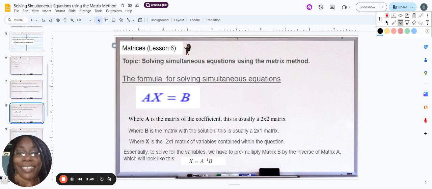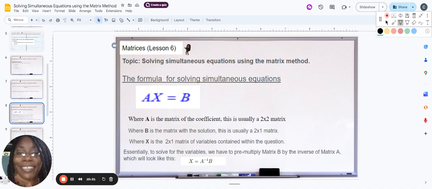So this is an important formula for you to write. We solve them using this formula: AX, and it's a capital A, it's a capital X, and it's equal to B. All right? Essentially, what we are going to be doing is changing those simultaneous equations, and we are going to write them to look like matrices. Remember what matrices look like. They had brackets, they had numbers, and so on. So that's what is going to happen.